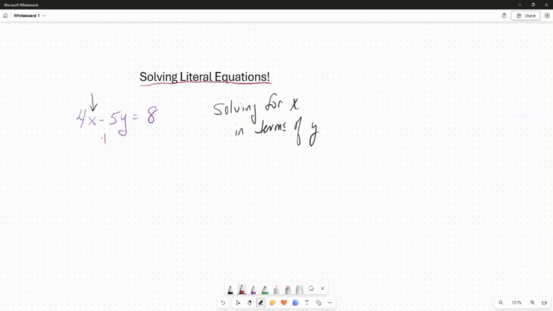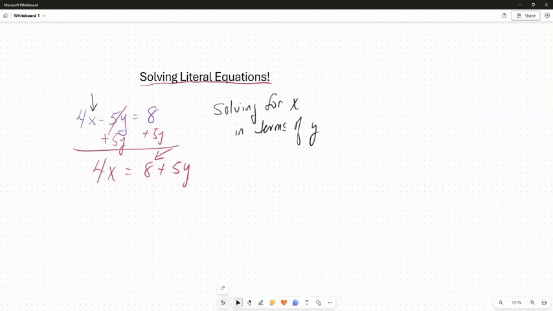For instance, I've got to add the 5y over. Well, over on the other problem I just showed you, I was able to add the 8 and the 5. You can't do that here because the 8 does not have a y in it. However, I can just leave it like 8 plus 5y, and yes, in algebra you definitely can do that. And then we're going to divide by 4. And so now my x is equal to 8 plus 5y over 4.